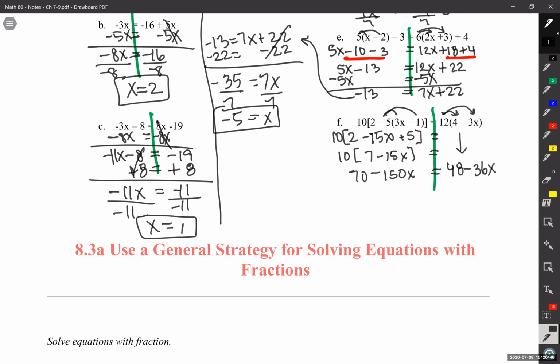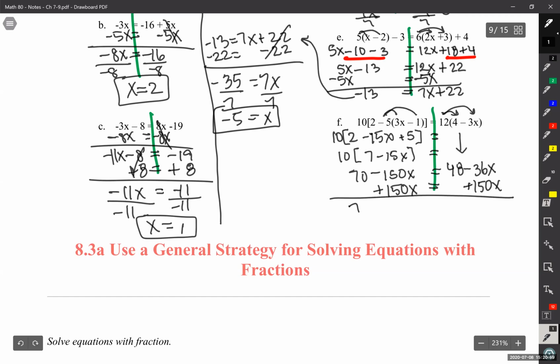All right, now that everything's distributed and all the like terms are combined, I'm going to add 150x. Why? Because I can. So I want to do it backwards, just to see if you're paying attention. 70 equals 48. This will be positive 114x. And then we're just going to continue on by subtracting 48 from both sides. So I subtract 48.